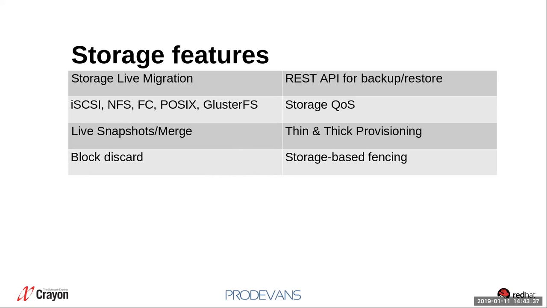Now, block discard storage based fencing. So if you have a blade server or rack server, it is having a fence. So through that, it is having fencing agents. So using those fencing agents, you can block and discard the storage.